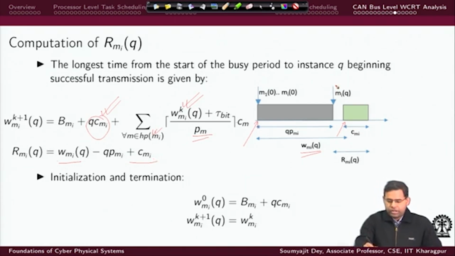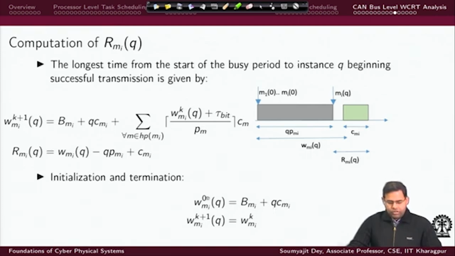The time when the qth instance of the message actually arrived in the system is given by the period of mi multiplied by q. So you just subtract q times the period of mi, and this is finally going to give you the response time of q. Now, just like our previous computations, you can keep on solving this recurrence multiple times until it stabilizes, and you get the overall waiting time. And then you use this waiting time in this equation to get the response time. So that's how you can simply do it.